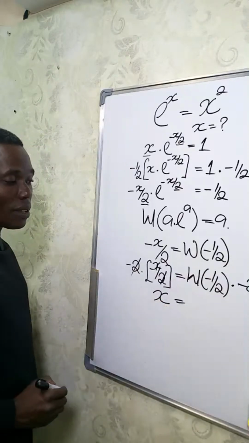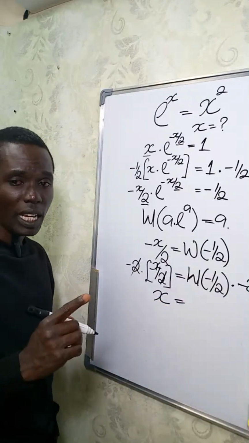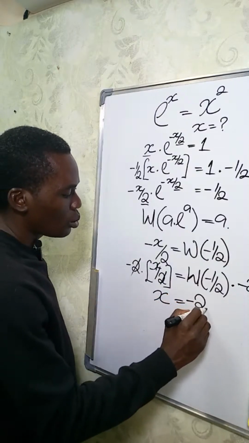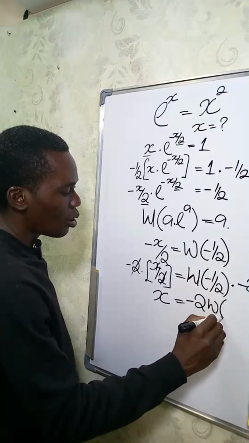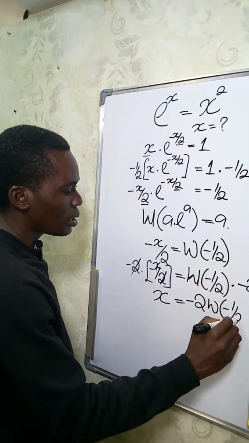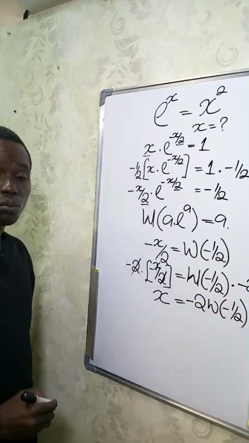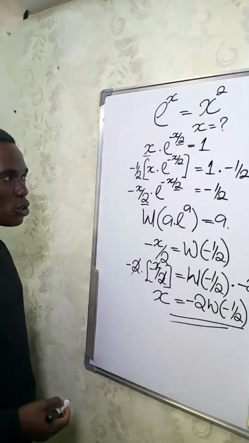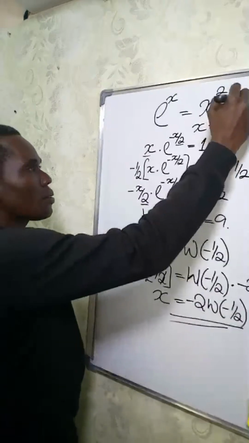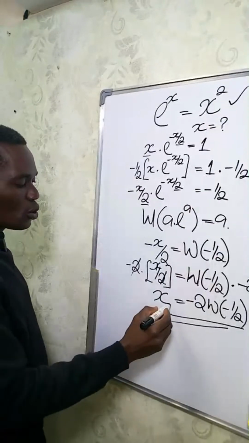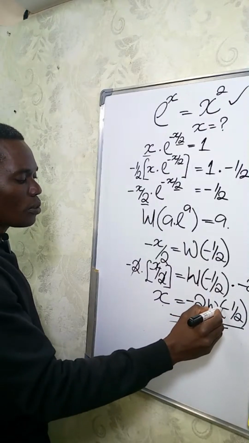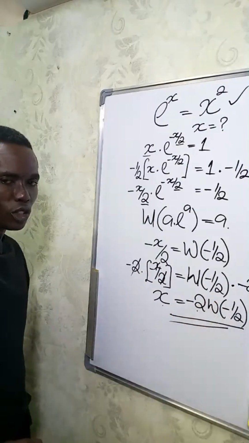So that x value is going to give me that expression become negative 2 Lambert W of negative 1 divided by 2. And that seems to be the value of our x. So the value of x that satisfies this expression is going to be x equal to negative 2 times the Lambert W of negative 1 divided by 2.